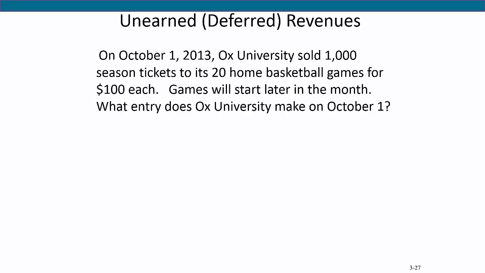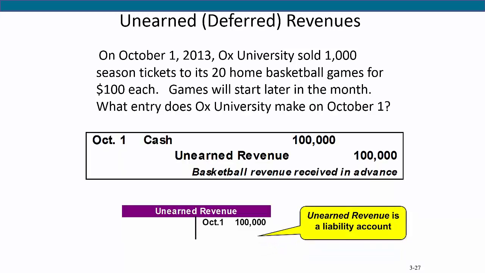Basketball games will start later in the month. What entry does Ox University make on October 1st? On the date of sale, the university recorded a debit or an increase to the cash account and a credit or an increase to a liability account called unearned ticket revenue.